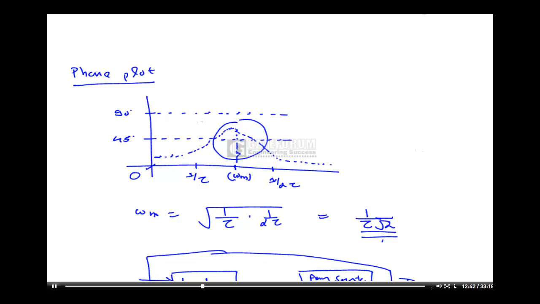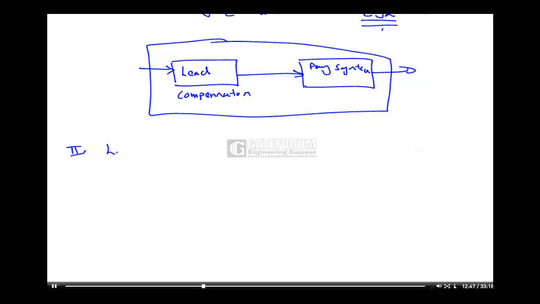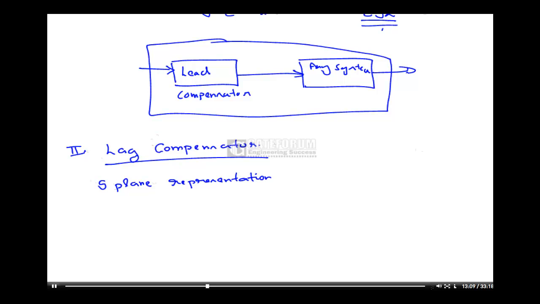Next we will see lag compensation, or the second one is lag compensator. Now we will see the things are totally reverse in this. First, S plane representation of lag compensator.